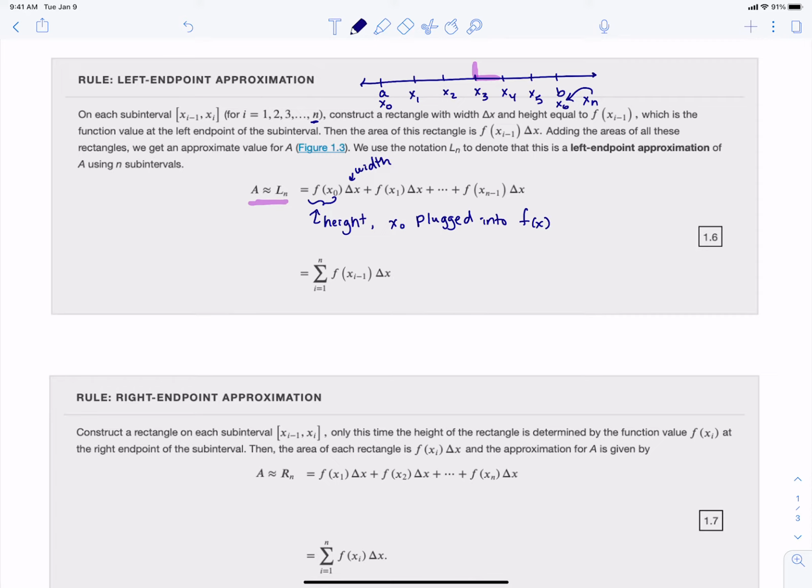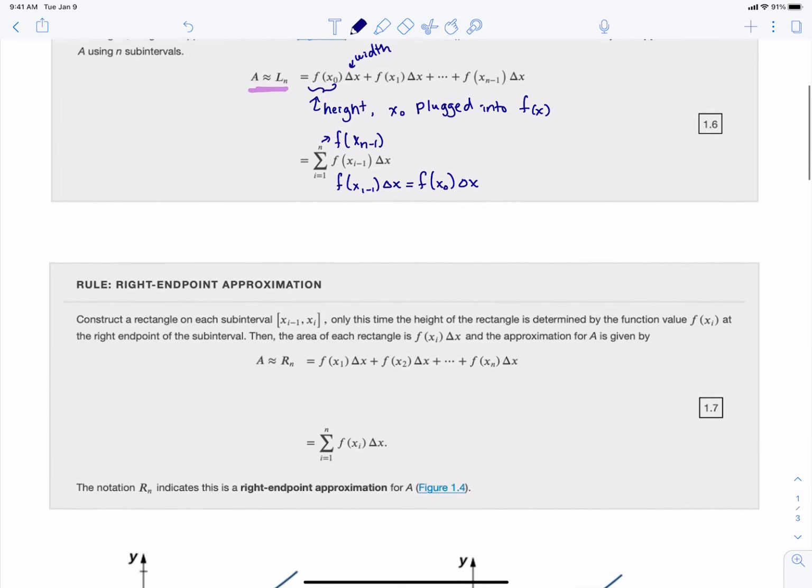And we've got this x sub i minus 1 because when we start at i being 1, this is actually f of x sub 0, which is our left-hand side over here. It ends at x sub n minus 1, the second to last spot, because that's the left-hand side of that last interval. So up here when we have 6 intervals, we're going to stop at x sub 5.